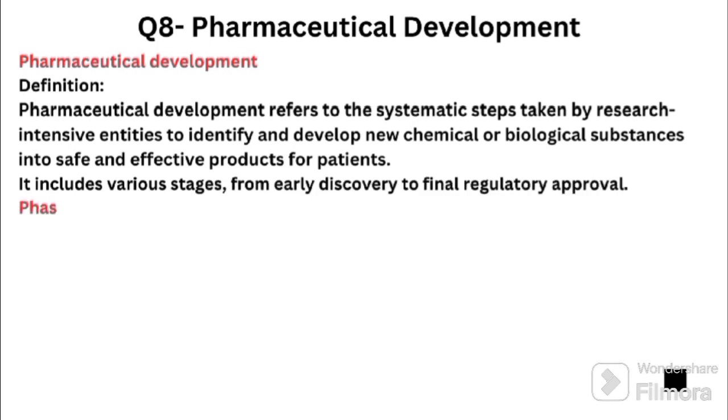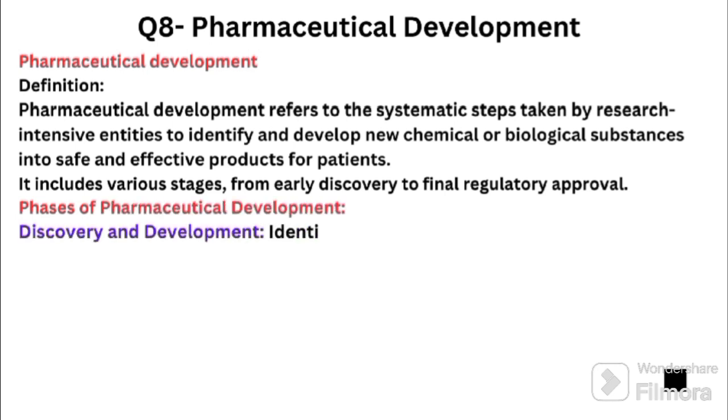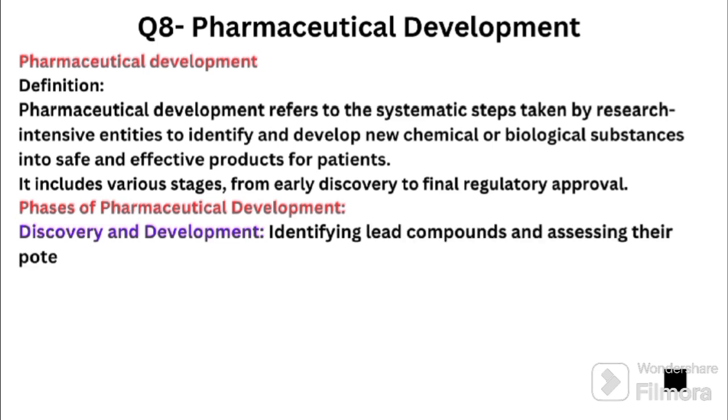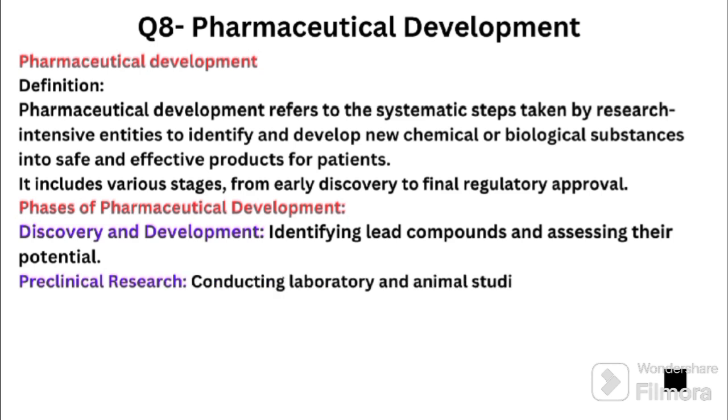The phases which are involved in the pharmaceutical development are: first one is discovery and development. It includes identifying the lead compounds and assessing their potential. Then next one is preclinical research. It is about conducting laboratory and animal studies to evaluate the safety and efficacy of that drug.